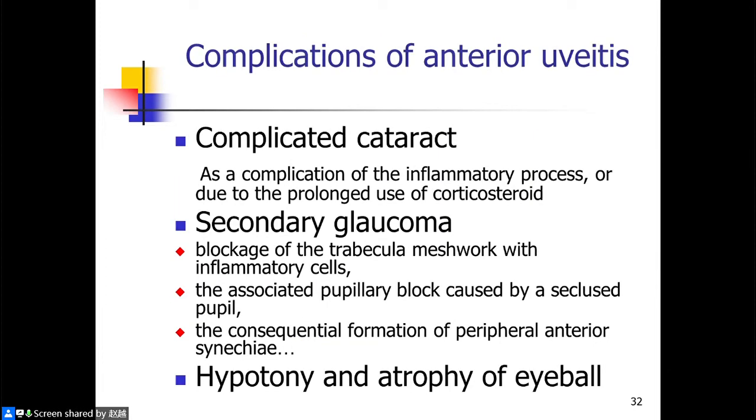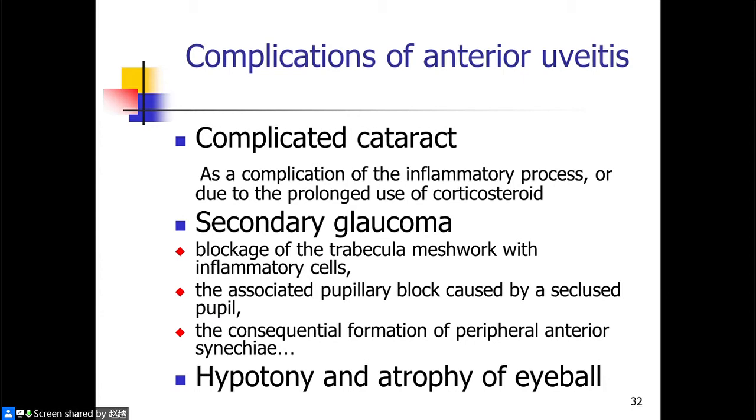Next are the complications of anterior uveitis. The first is complicated cataract, as a complication of the inflammatory process, or due to the prolonged use of corticosteroid. The second is secondary glaucoma. The mechanism is blockage of the trabecular meshwork with inflammatory cells, the associated pupillary block caused by a seclused pupil, and the consequential formation of peripheral anterior synechiae.